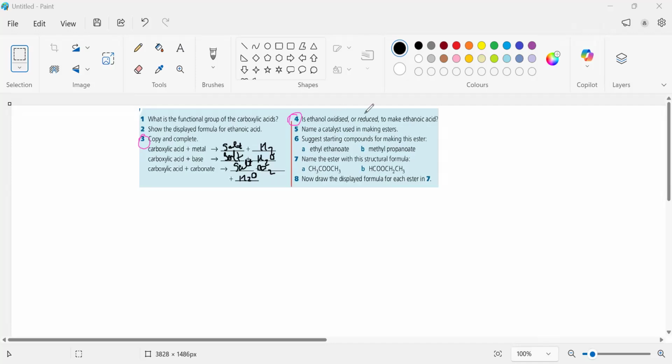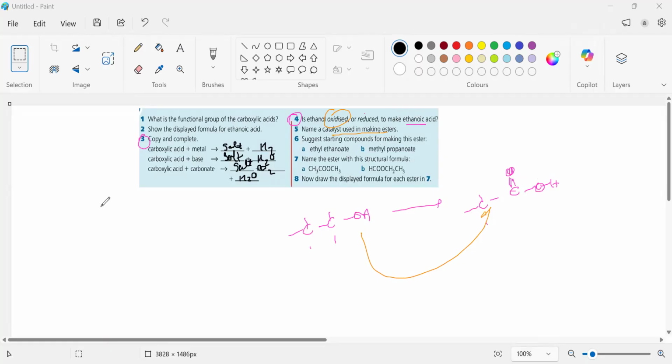Is ethanol oxidized or reduced to make ethanoic acid? Ethanol to ethanoic acid: you can count the number of oxygens coming in. Oxygen is increasing, right? So there is addition of oxygen, so it is oxidized. Name the catalyst used in making esters. Sulfuric acid, right? Yes, perfect.